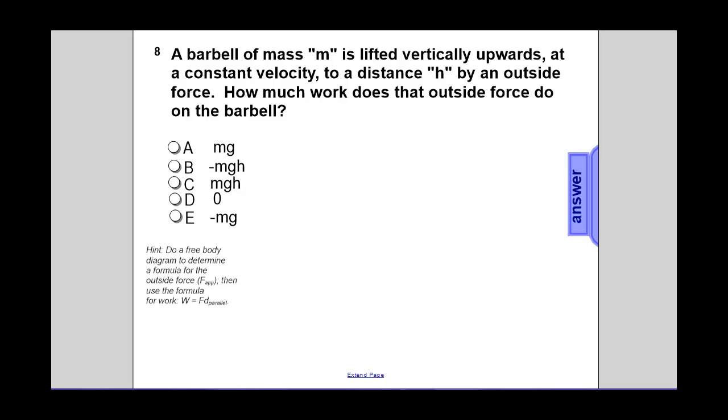A barbell of mass M is lifted vertically upwards at a constant velocity to a distance h by an outside force. How much work does that outside force do on the barbell? So if we have our free body diagram, we've got mg down. We've got that force applied up, lifting it up.